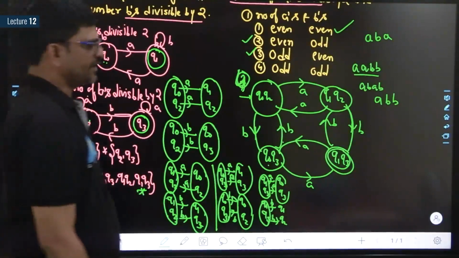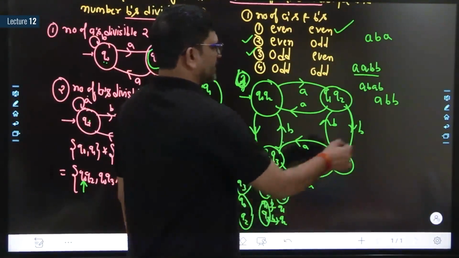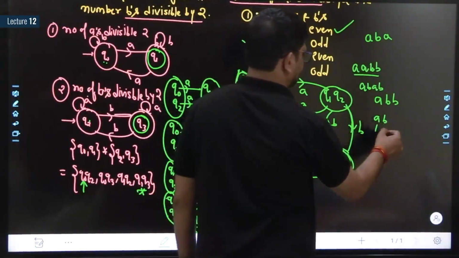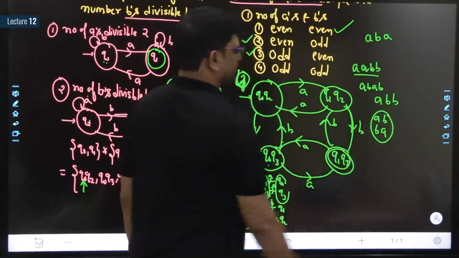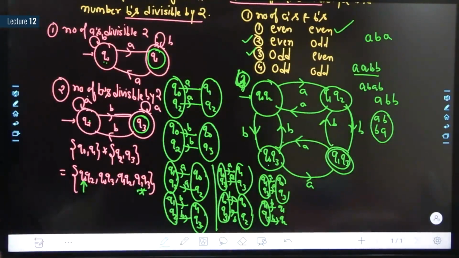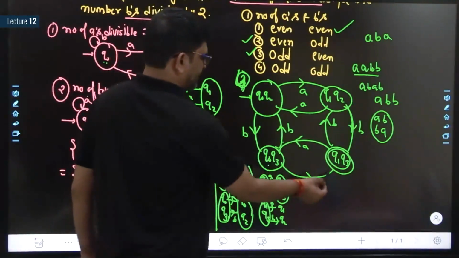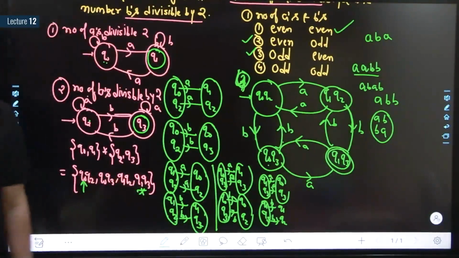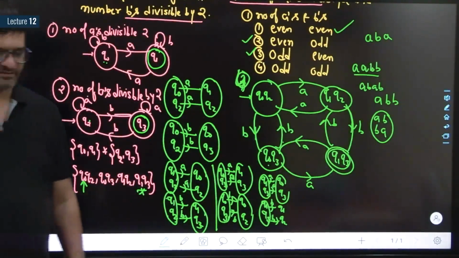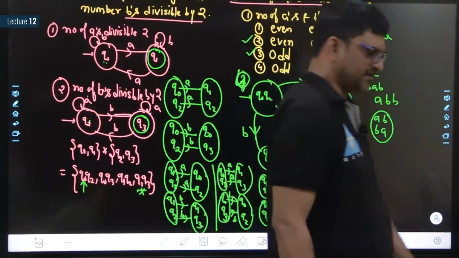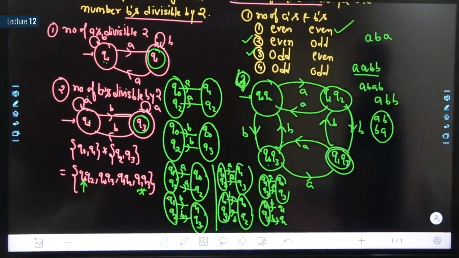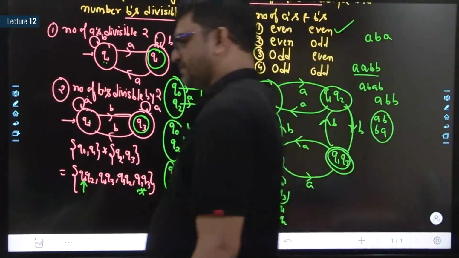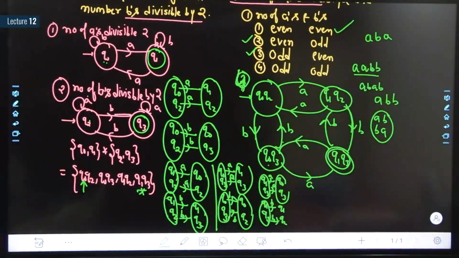Now check. Is AB accepted or not? AB or BA, accepted or not? Both strings contain number of A's odd and number of B's odd. B, A accepted. A, B accepted. Clear? Good. Now, there is a small change in the question.